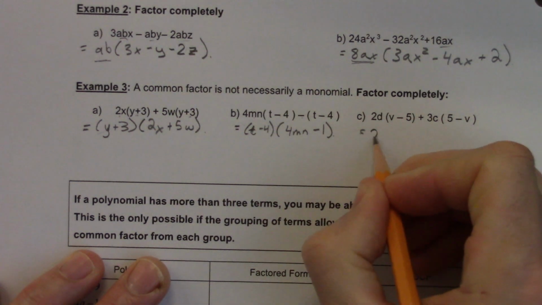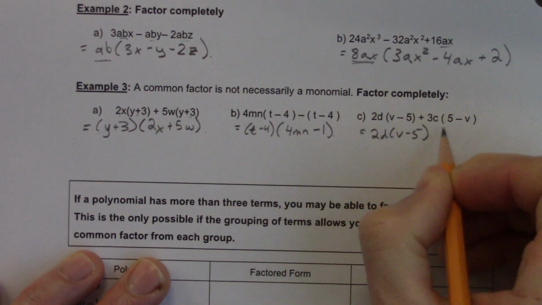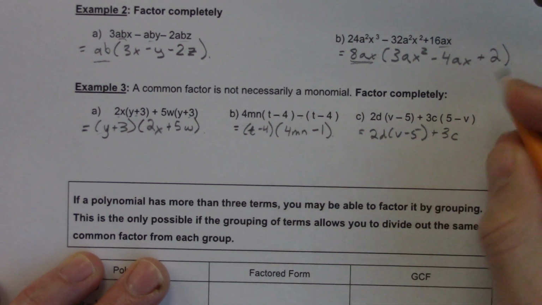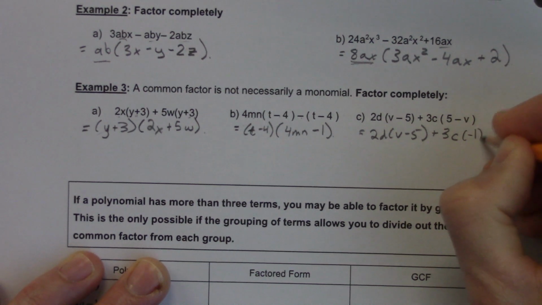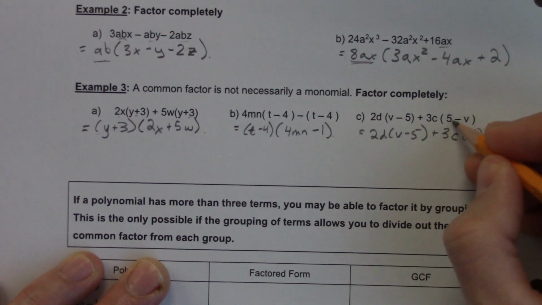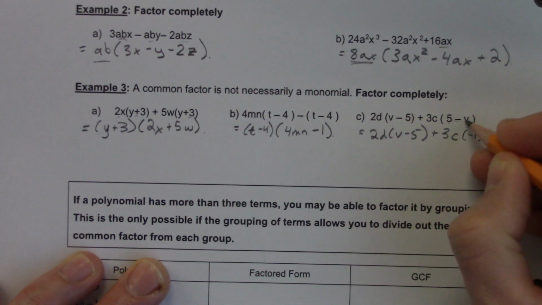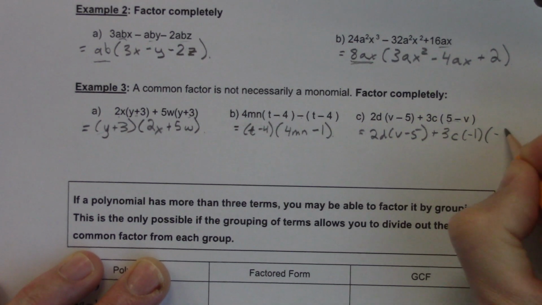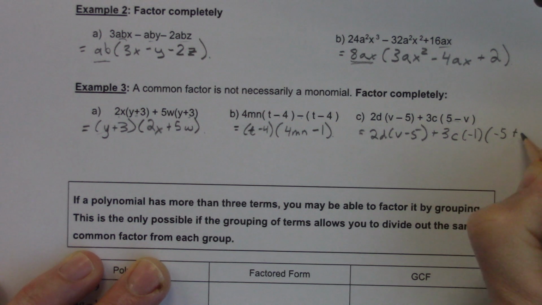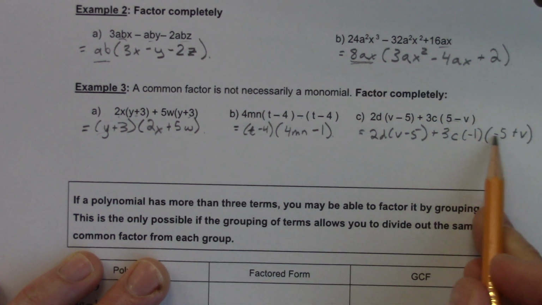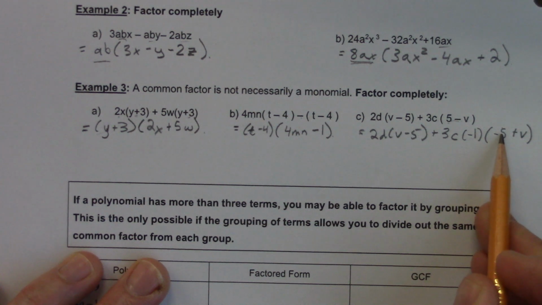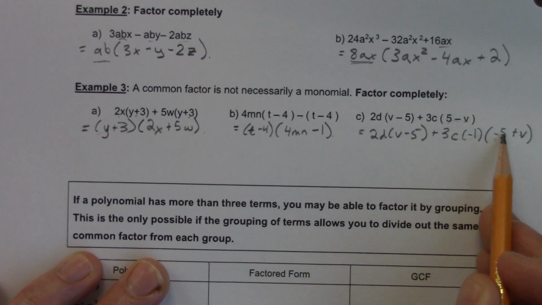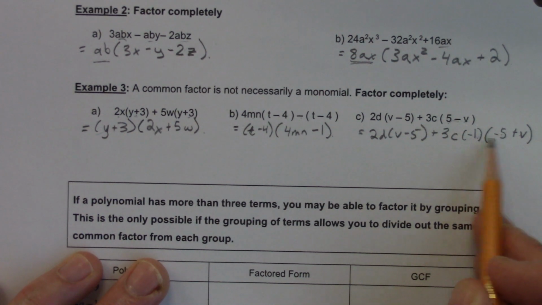So watch this. We're going to fix this term here, 5 minus v. The way we're going to fix it is we're going to factor out a negative 1 here. That will change this 5 from positive to negative, and this v from negative to positive. So this 5 becomes negative 5, and this v becomes positive v. Okay? We know that, right? Because if we multiply negative 1 times negative 5, we get positive 5. Negative 1 times positive v, we get negative v. So I've taken the negative 1 out of this term and put it on the outside. You see how I did that?